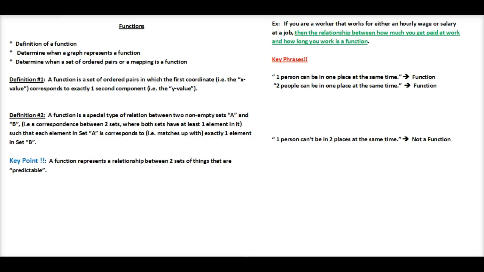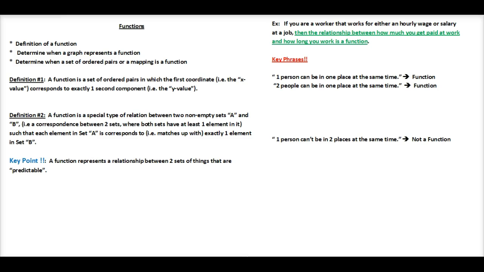So we start off with two different definitions of a function that pretty much are saying the same thing. It's just said in different ways. Our first definition is a function is a set of ordered pairs in which the first coordinate, which we're going to call the x value, corresponds to exactly one second component, which is going to be the y value. And so we can say first coordinate or first component interchangeably.